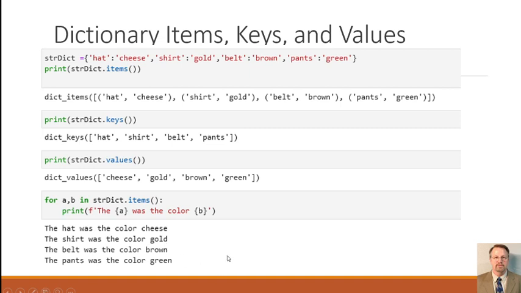Okay, so keys, values, items refer to each individual element pair, and we can pick the keys or the values or the items based on our functions.